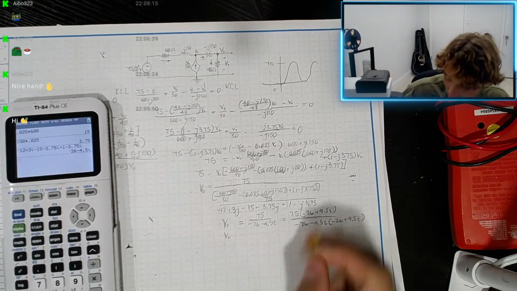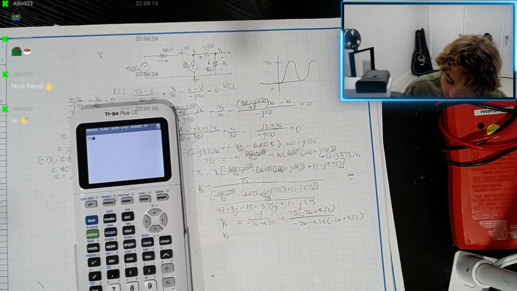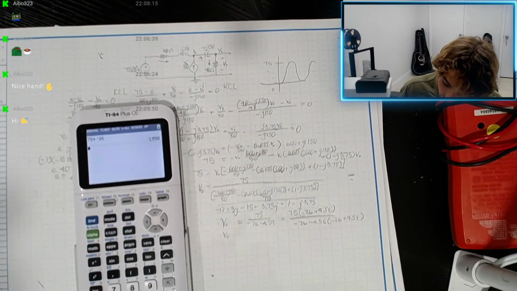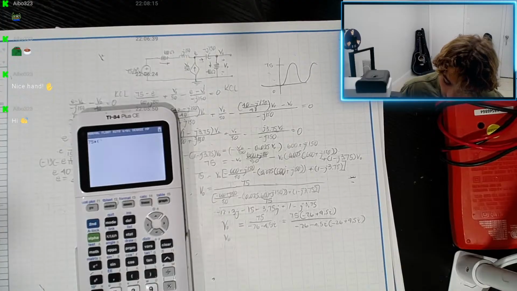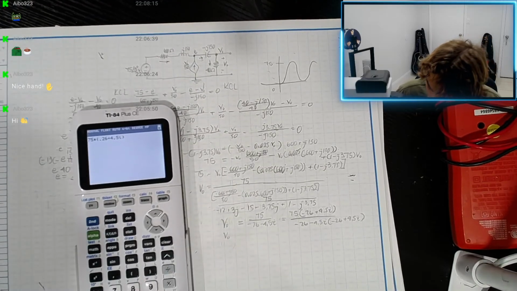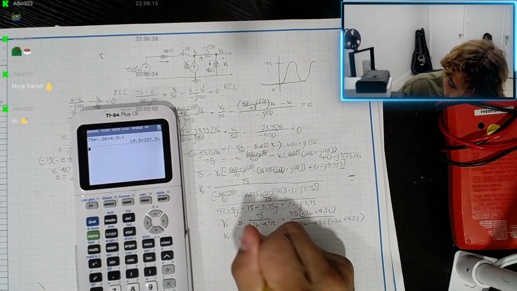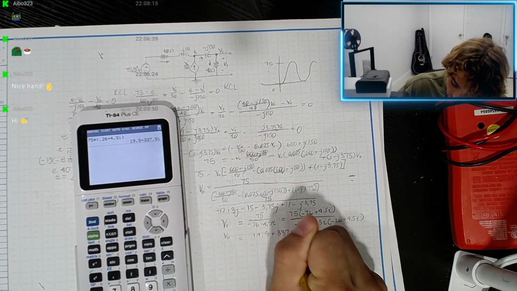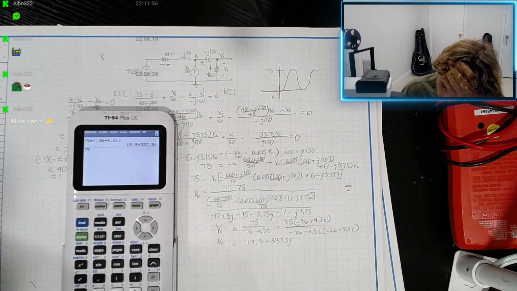Alright, so 75 multiplied by negative 26. We could just do 75 multiplied by, in parentheses, negative 26 plus 4.5 I. Is that a 4.5? It really is, huh? Equals 19.5 plus 337.5 J. Why is that such a large number? What?